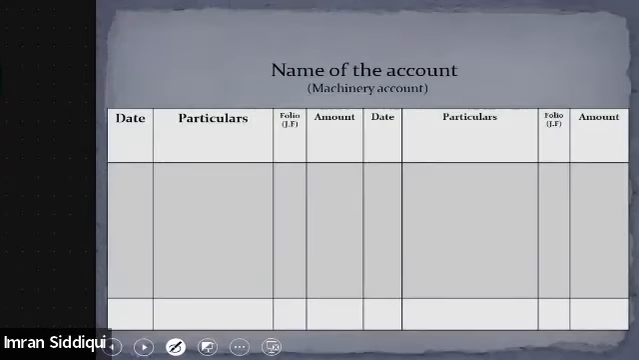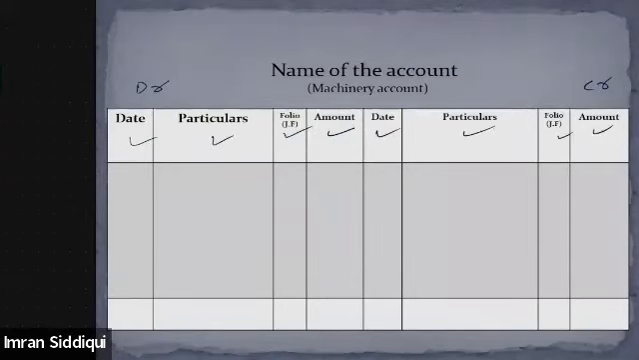Moving on, this is the format of the account. You can say this is the format of the machinery account. This is how we prepare an account. Every account has two sides. This is the debit side of the account, and this is called the credit side. Each side has four columns, including journal folio. So date, particulars, journal folio, and amount on the debit side, and on the credit side, we have date, particulars, journal folio, and amount.